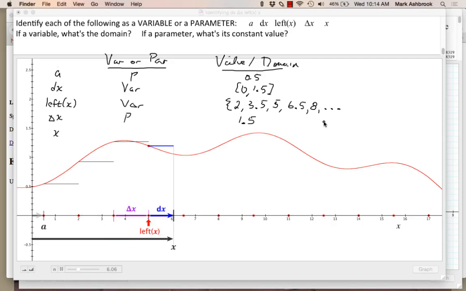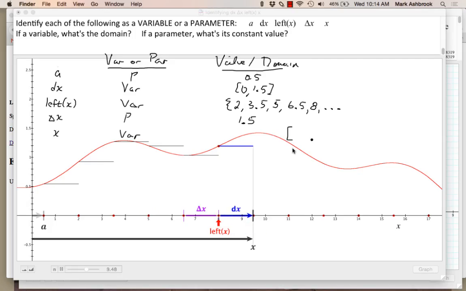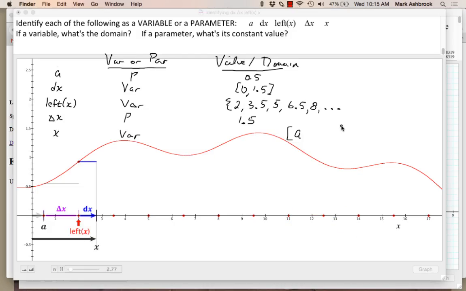Yeah. What about x? Everybody? That one's easy. Variable. Okay? The domain is from? So it actually starts somewhere over here, but really it actually starts at A. So look, I'm using a parameter to help define the domain of a variable. A is the starting value of x, and so it's the lowest value that x can take on.